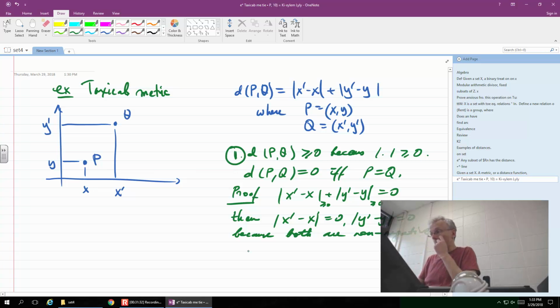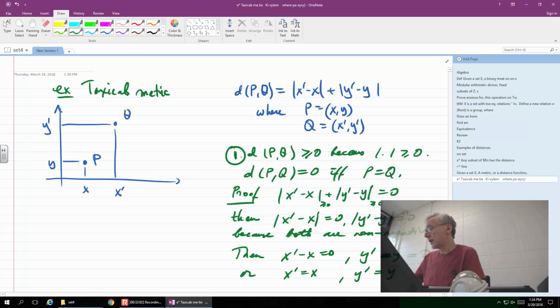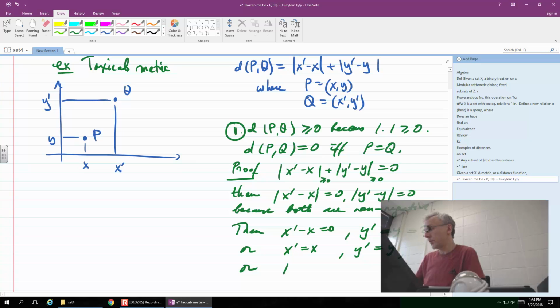Okay, and then what we're about to use is the same property for dimension 1. So if the absolute value of any number is equal to 0, that number is 0. Then x prime minus x is equal to 0, y prime minus y is equal to 0, or x prime is equal to x, y prime is equal to y, or p is equal to q. End of proof. Okay?